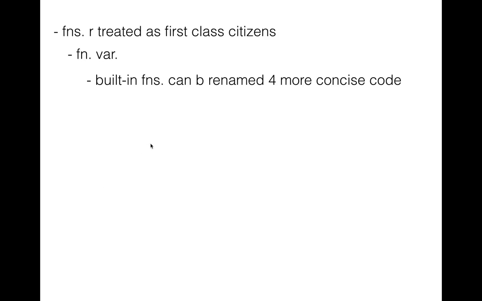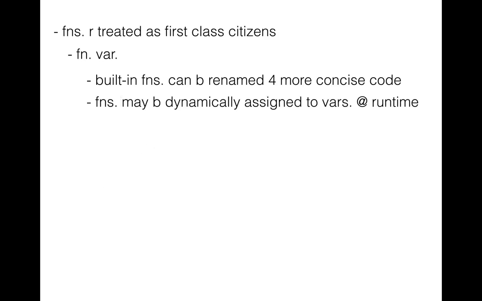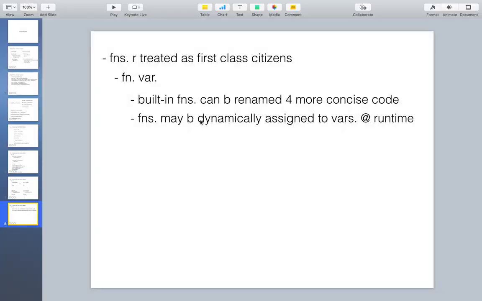So when we make use of a function variable, we can write code wherein we can rename the built-in functions for better readability. Also, we can have functions dynamically assigned to variables during runtime, typically useful during debugging. Now let us see a simple example of function variable.